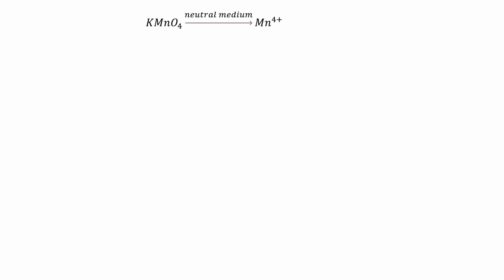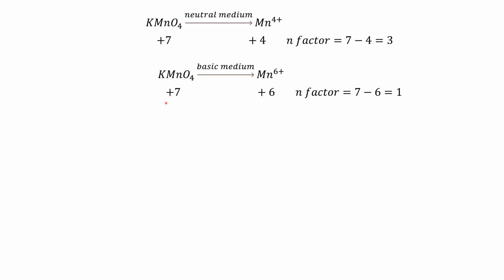In neutral medium, KMnO4 changes to Mn4+. So in this case, the oxidation state changes from plus 7 to plus 4, so n factor will be equal to 3. In basic medium, KMnO4 changes to Mn6+. So in this case, the oxidation state changes from plus 7 to plus 6, so n factor will be equal to 1.